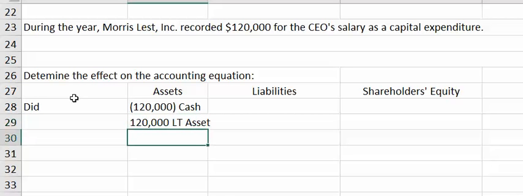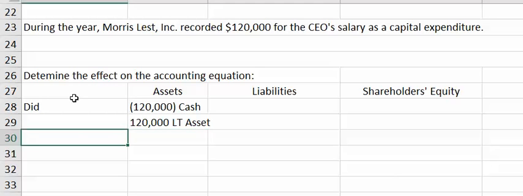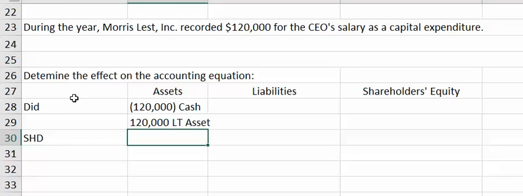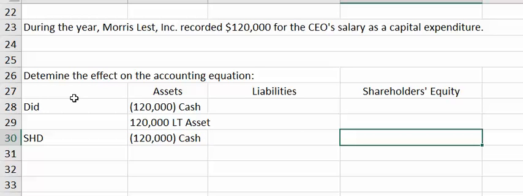I'm being very vague as to what specific asset, but the key is what is the effect on the accounting equation. What they should have done is credit cash, assuming they paid cash for this expenditure, and then what should have happened is they should have debited salary expense for the CEO's salary.